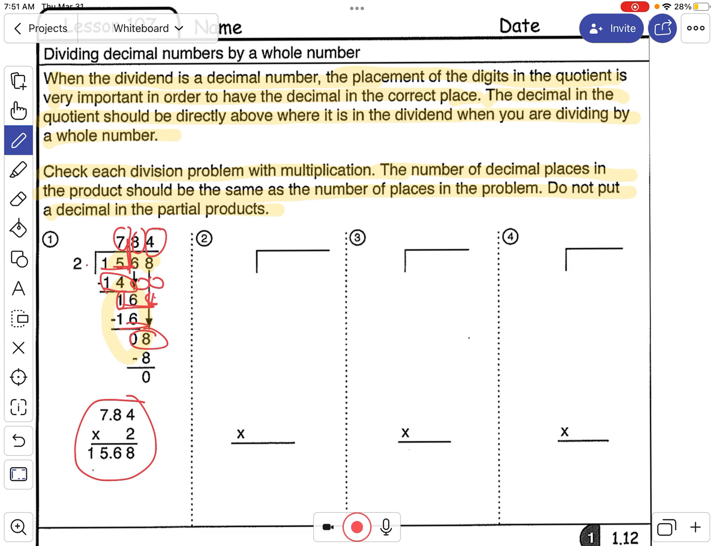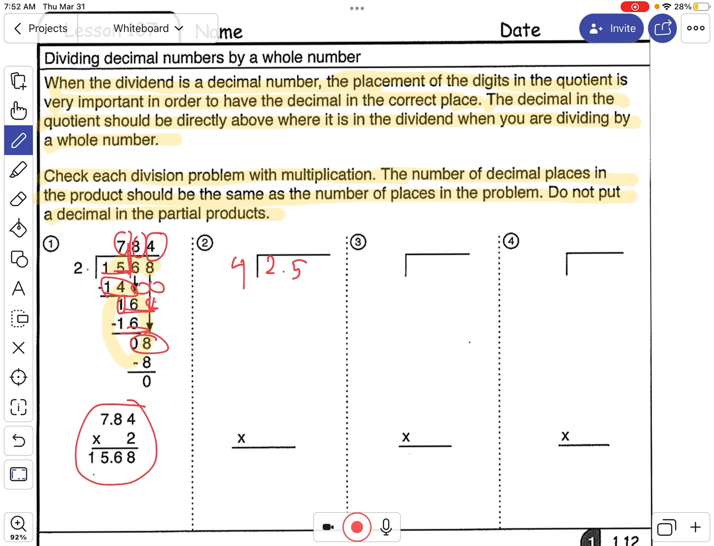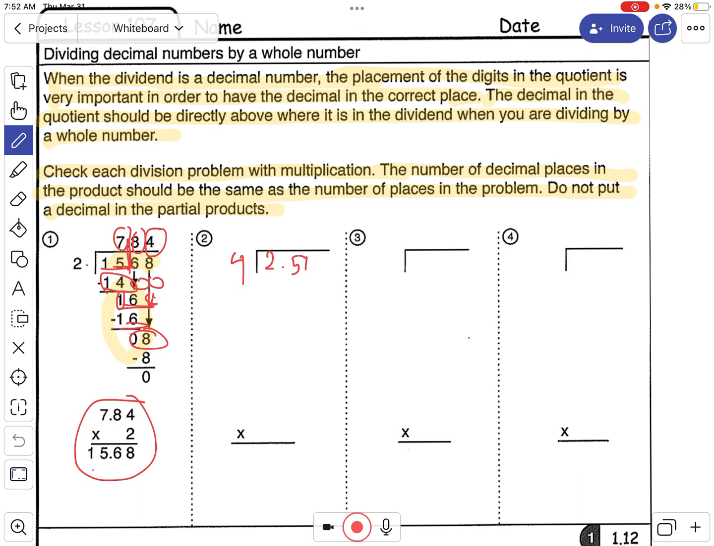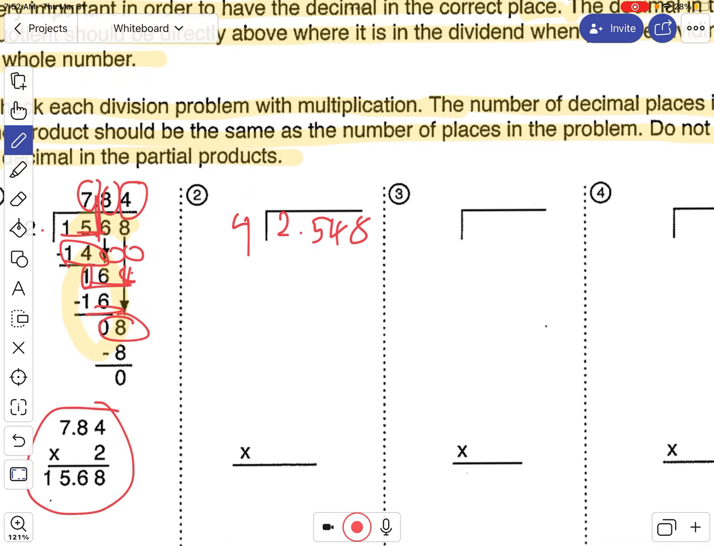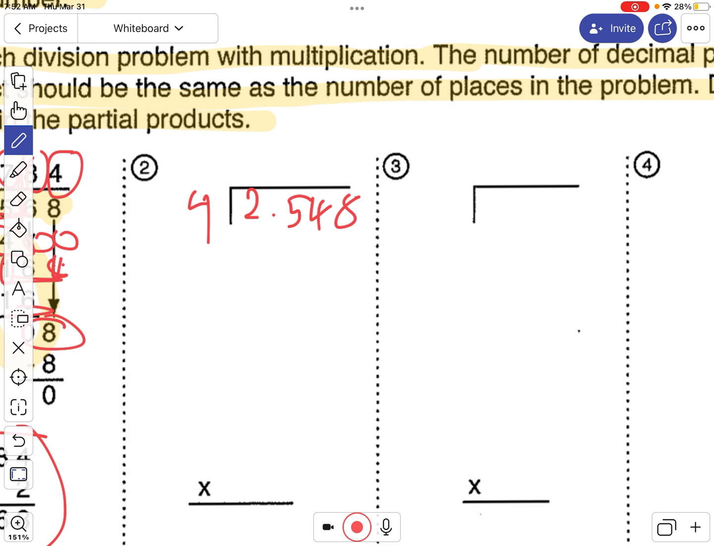All right, here's the next problem. Copy this one down. Put a 4 as the divisor. And your dividend is going to be 2.548. There we go. Okay, hopefully you can write neater than me. I'm writing with my big fat finger. Solve number 2, and then turn the video back on when you've done it.